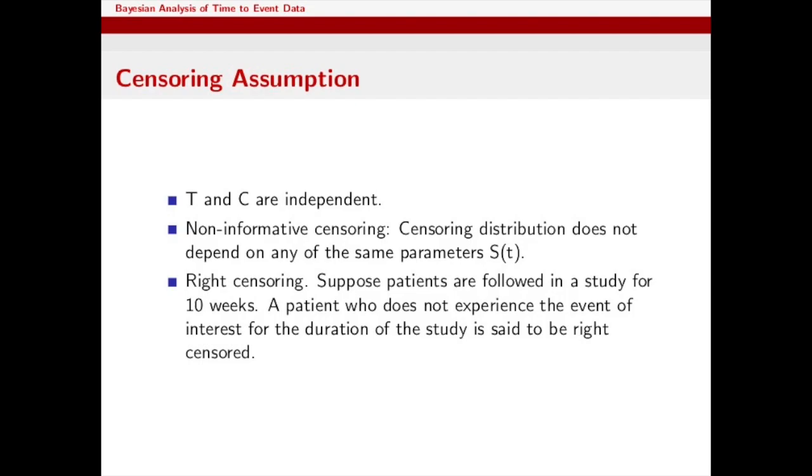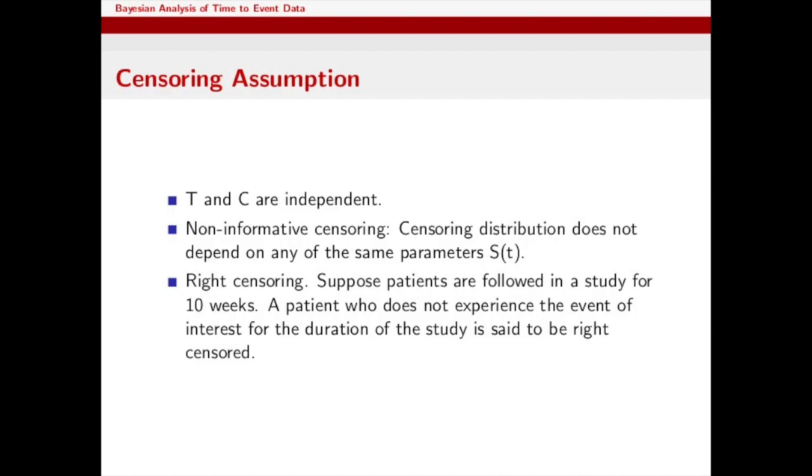There's also a few censoring assumptions I need to mention. First, T and C are going to have to be independent. We can't have someone both alive and dead. That is, unless your subject is Schrodinger's cat. We also assume something called non-informative censoring. This means that the censoring distribution does not depend on any of the same parameters.